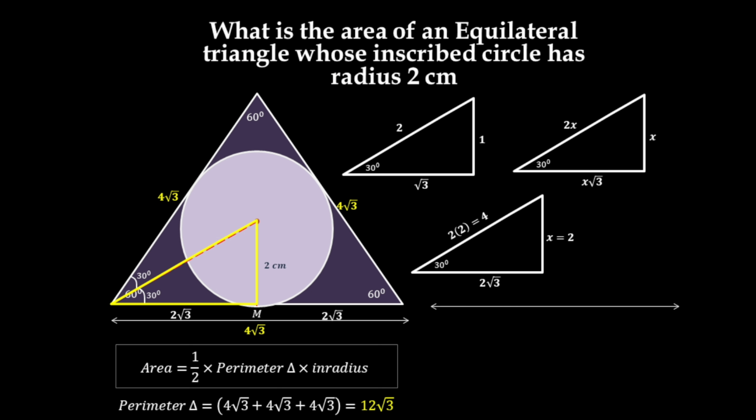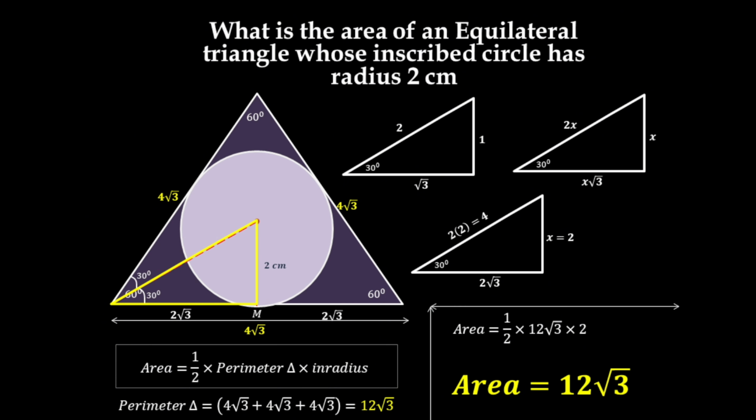Then I can compute my area that is required. 1 over 2 times the perimeter, which is 12 root 3, times the radius of the inscribed circle, which is 2. We cancel 2, and the final answer will be 12 root 3.